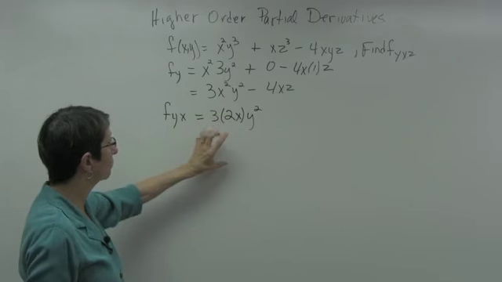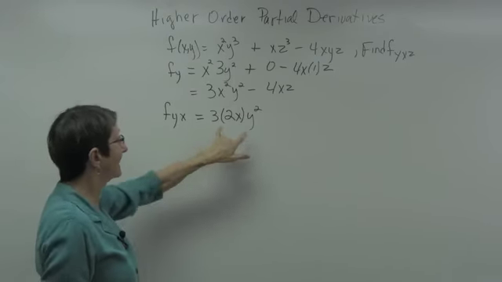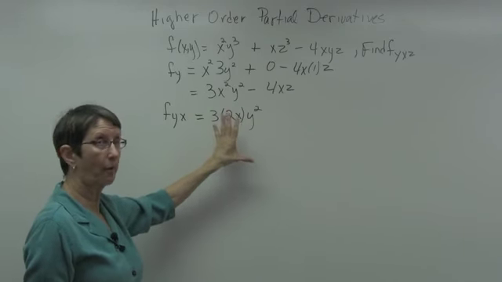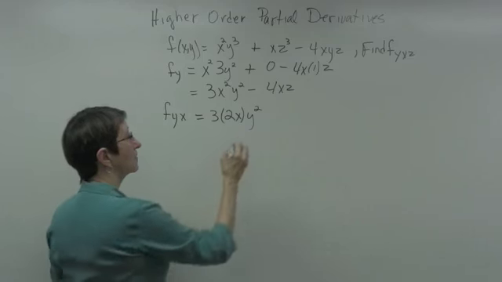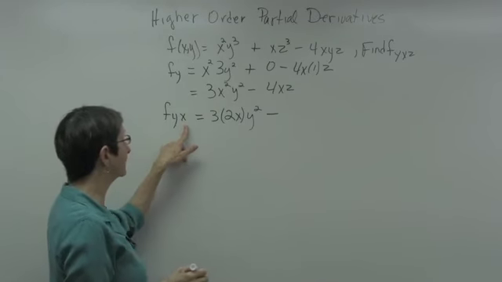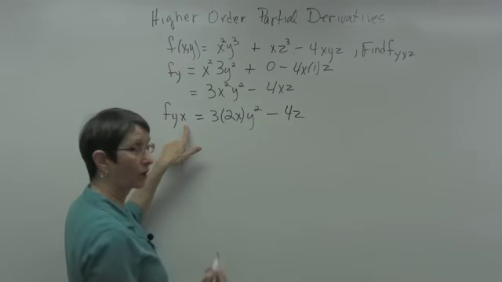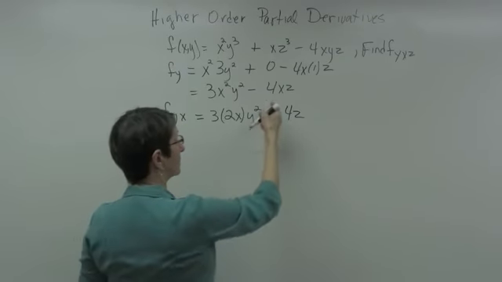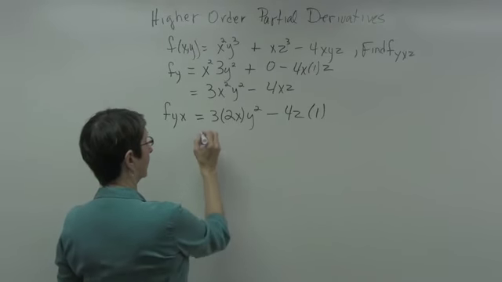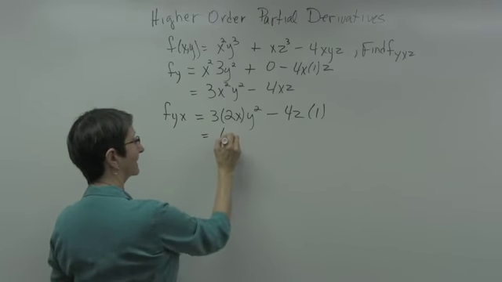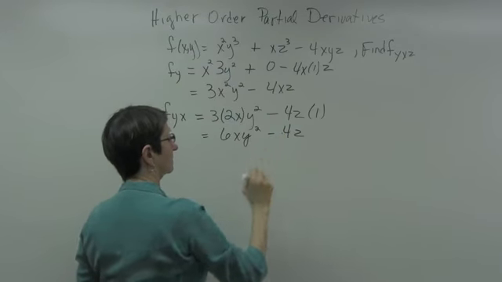Now, sometimes I tend to write all of the pieces that are constants first, and then take the derivative of the variable part. It doesn't matter. Most students seem to do it this way. But let's see, if I get to the next part, x is the variable. That means both the 4 and the z are constant multiples. So derivative of x is 1. And I now have 6xy squared minus 4z.